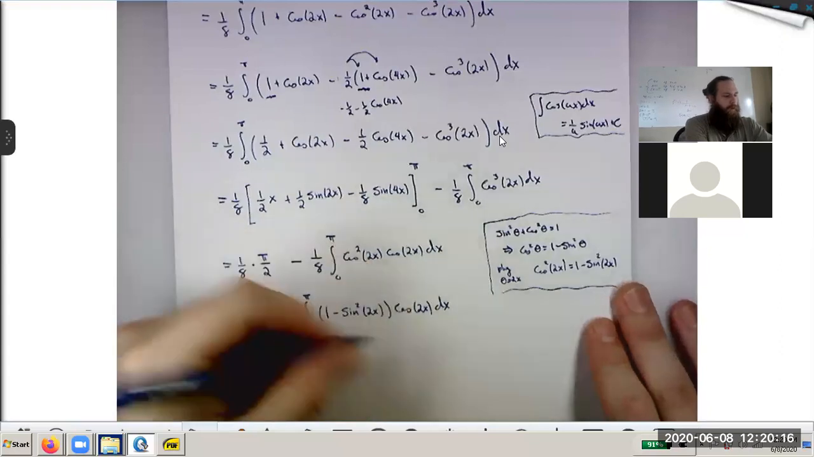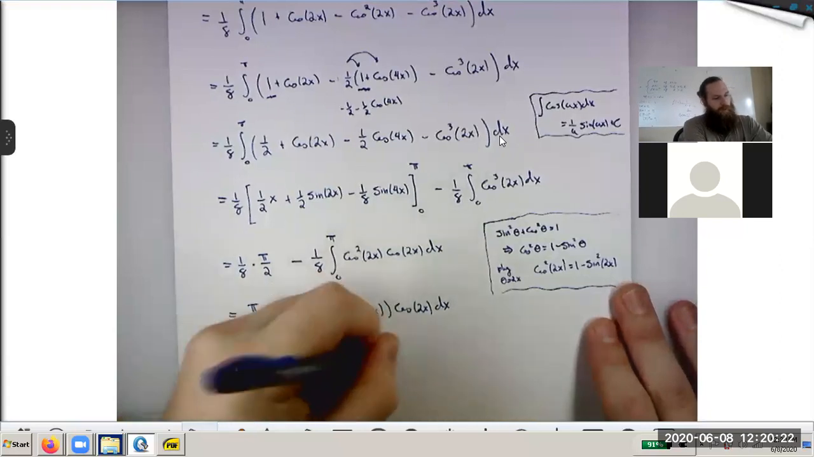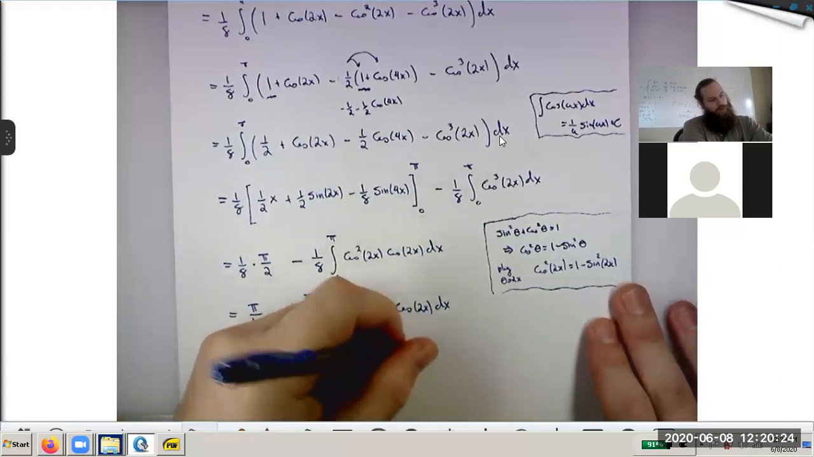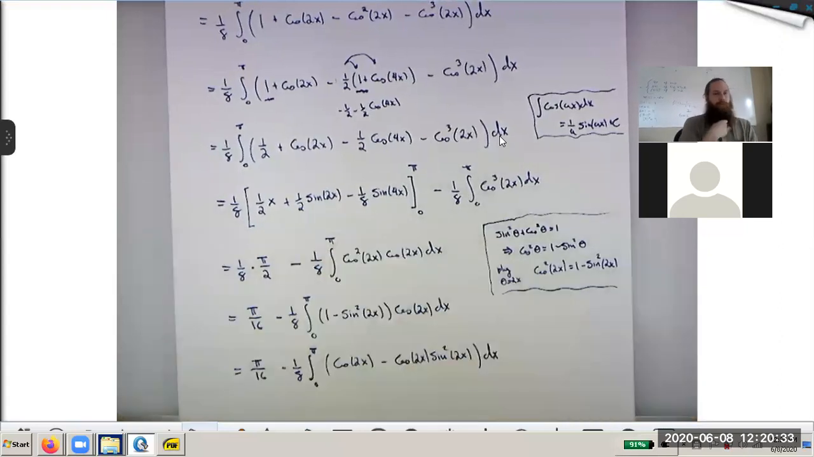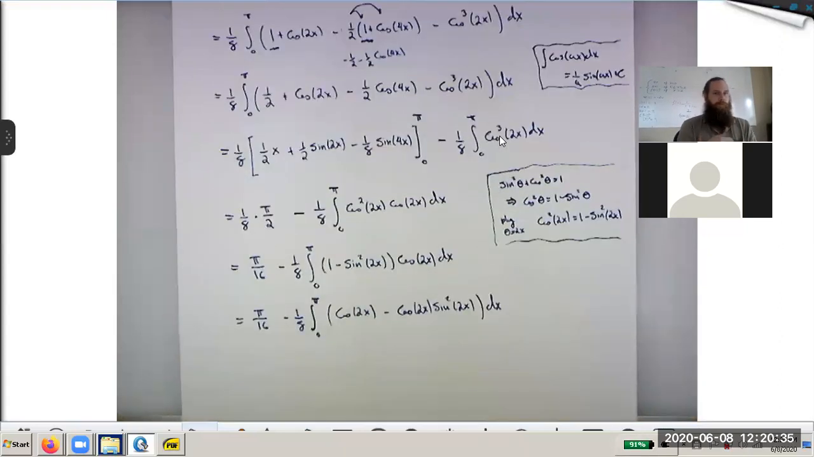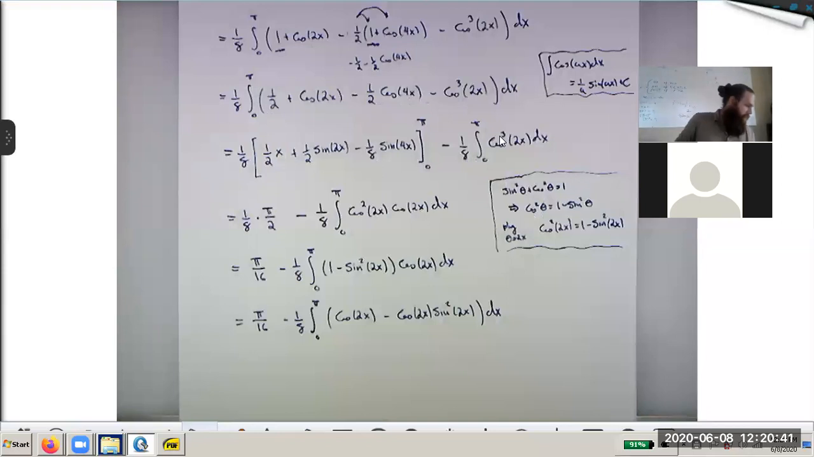I now distribute the cos 2x. I get cos 2x minus cos 2x sine squared 2x dx, like that. Next, I'm going to split up this integral. This one will be done via a substitution. This one is a straightforward micro u sub thing.